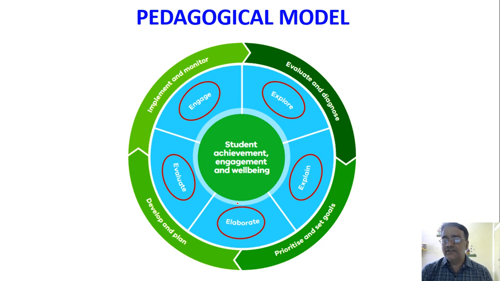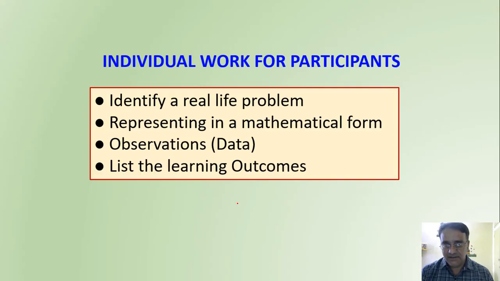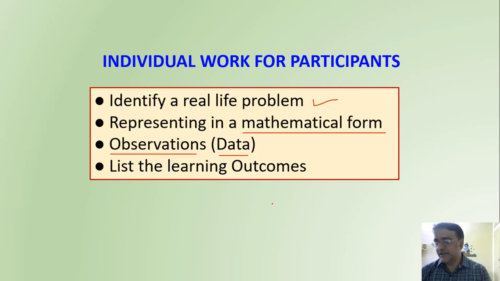Now we are moving toward the next section, the individual work for the participants. What you have to do today is identify a real life problem, any real life problem, and then represent it in mathematical form. It may be in the form of observation data, and if it is in the form of data, you can represent it in a graph, chart, or whatever it may be.